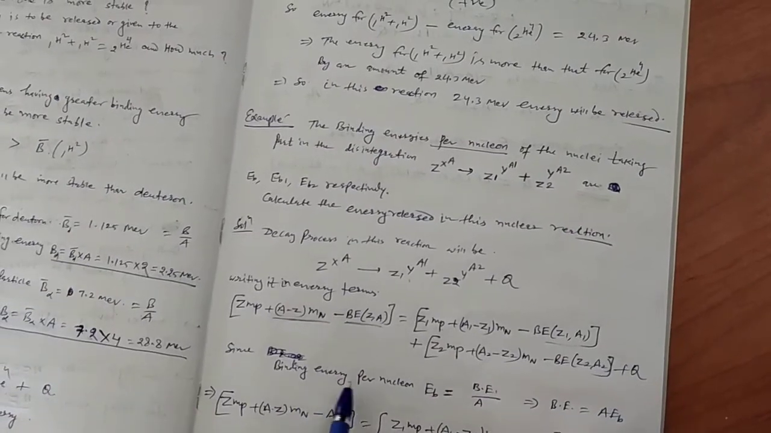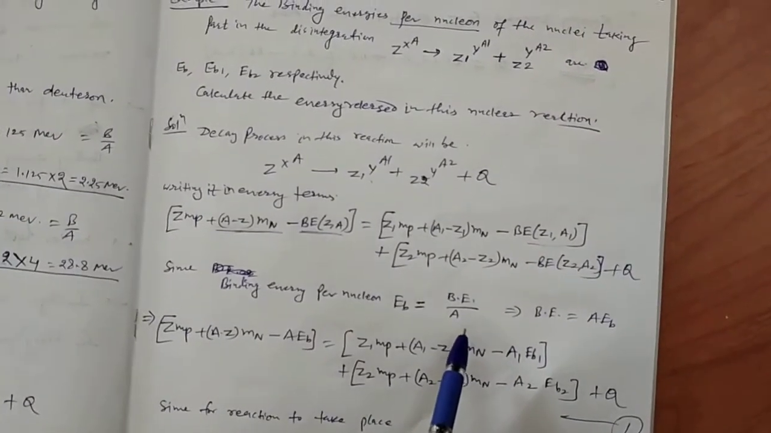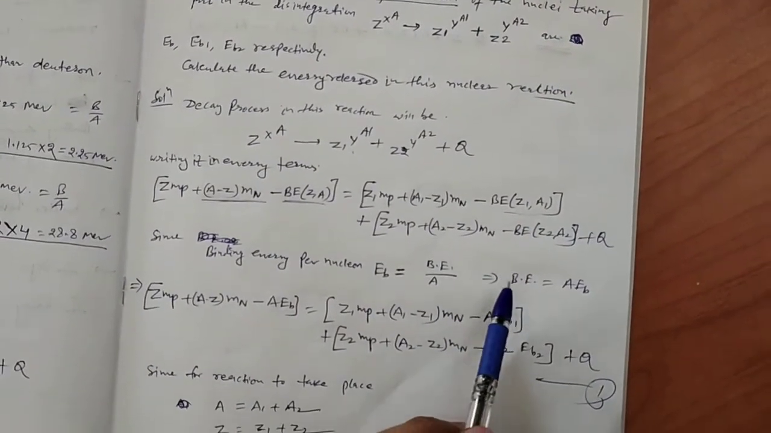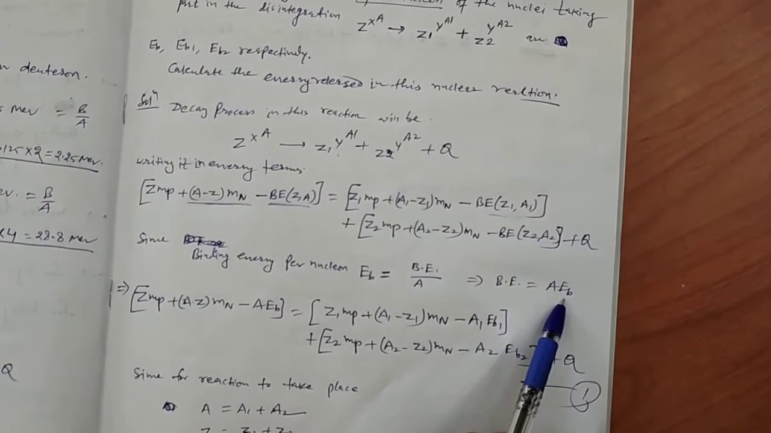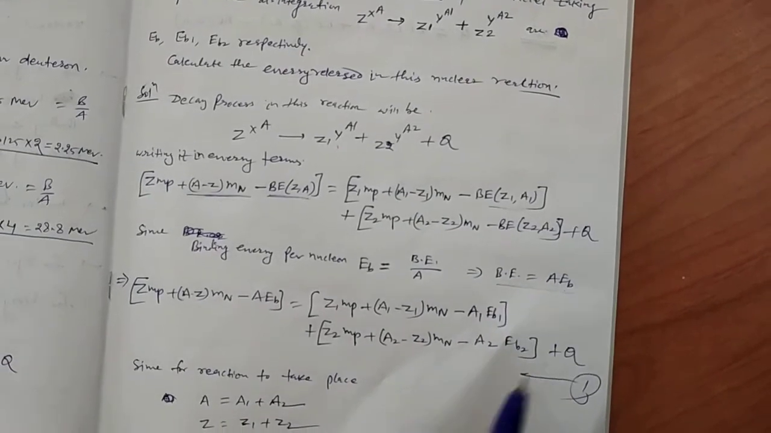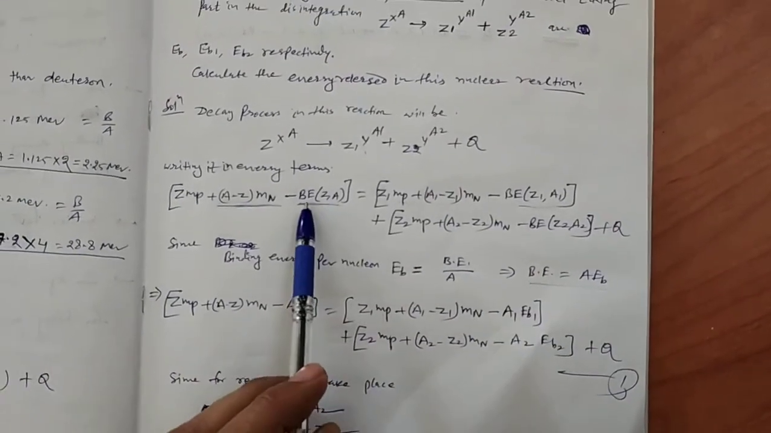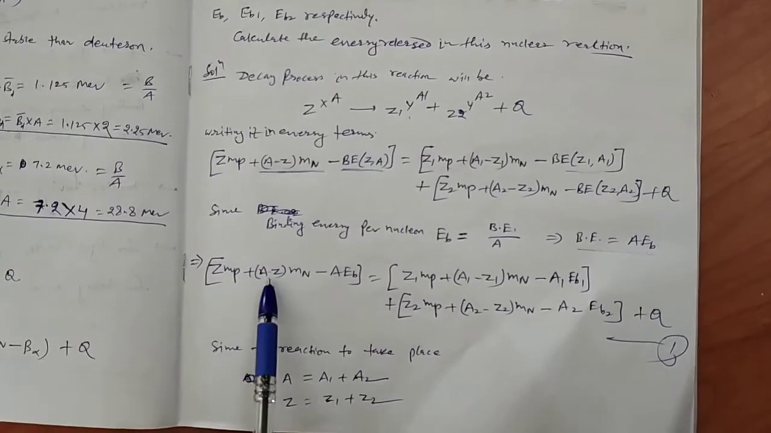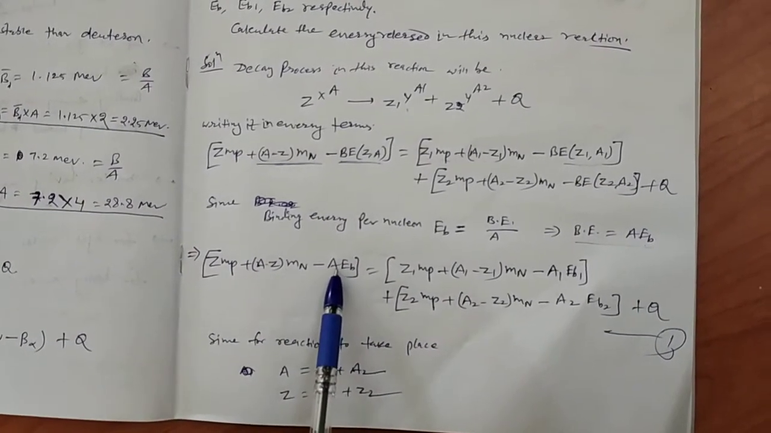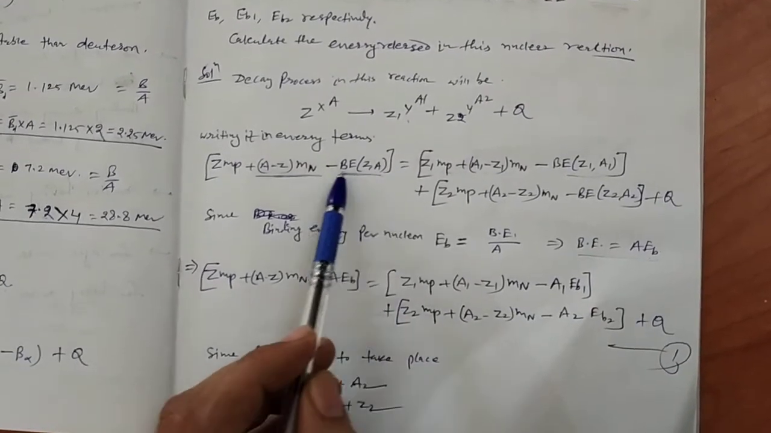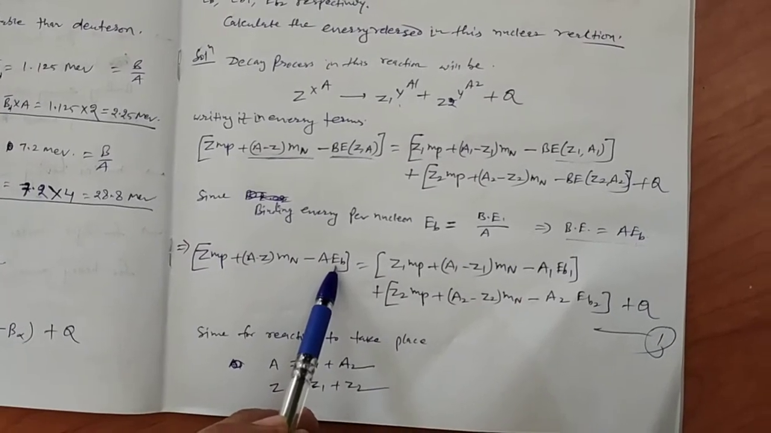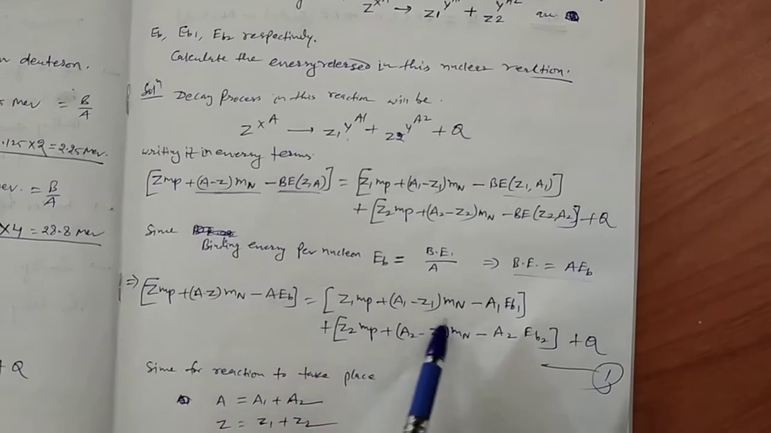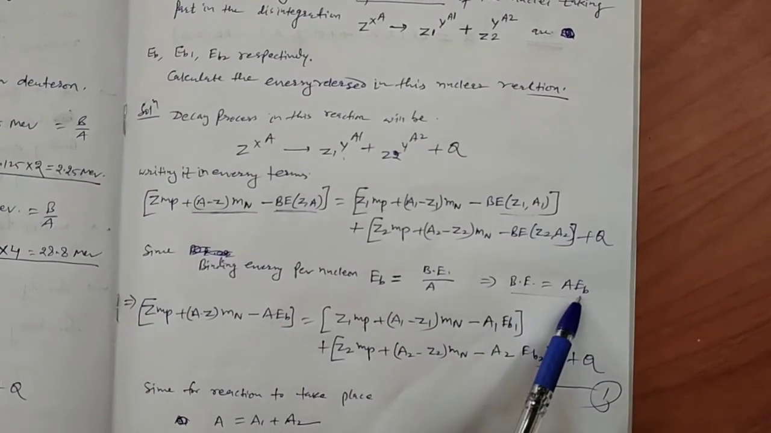We know that the binding energy per nucleon is given by the binding energy divided by mass number. So binding energy can be written in terms of binding energy per nucleon by multiplying it by A. Putting this value in the above equation, we can find ZMp plus (A minus Z)Mn. Since these terms can be replaced with this one, A EB, this is the binding energy, and this term can be replaced with this one, A1 EB1.